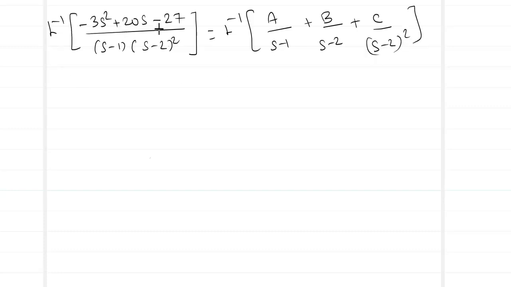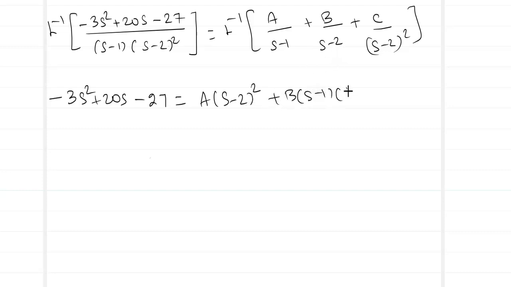Now, on comparing your numerator, I have minus 3s square plus 20s minus 27 to be equal to, take LCM. So, you have a times s minus 1 is there, missing quantity is s minus 2 the whole square. B times of s minus 2 is there, s minus 1 and one more s minus 2 is missing over here. Plus c times of s minus 2 the whole square is there. Missing quantity is s minus 1. Now how to resolve this a, b and c?